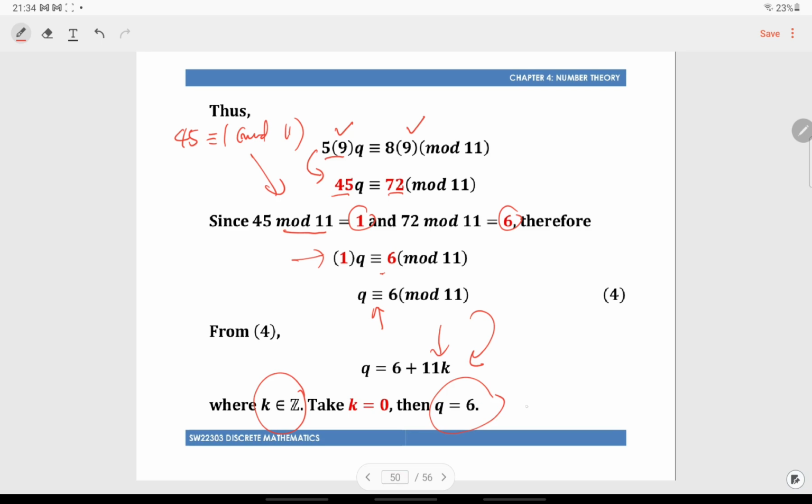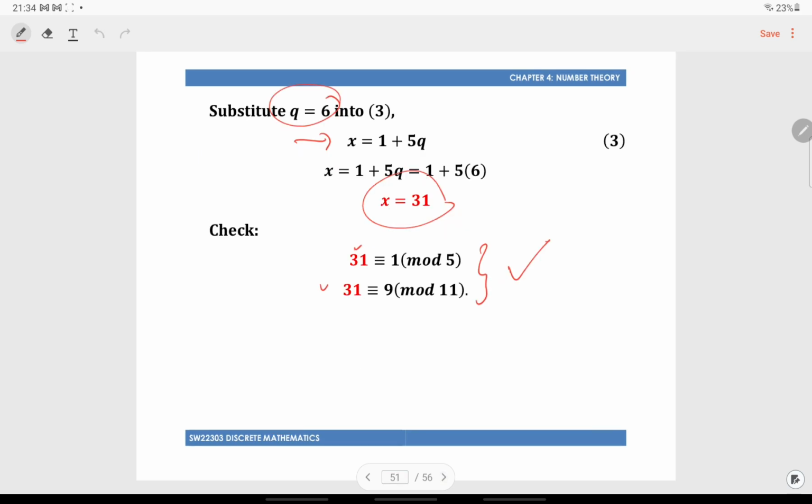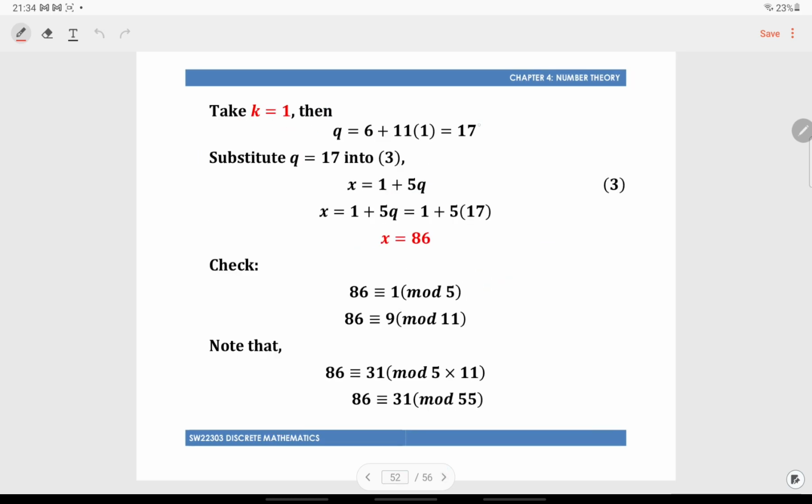So we take k equal to 0, we obtain q equal to 6. We substitute k with 1, so we obtain another q, which is 17. So we substitute 17 into equation number 3, and we obtain a different value of x. This time we obtain 86. If we verify, we substitute 86 into both congruences. Again, both congruences are true. So that means 86 is also a solution for the given congruence relation. So we have two solutions now.